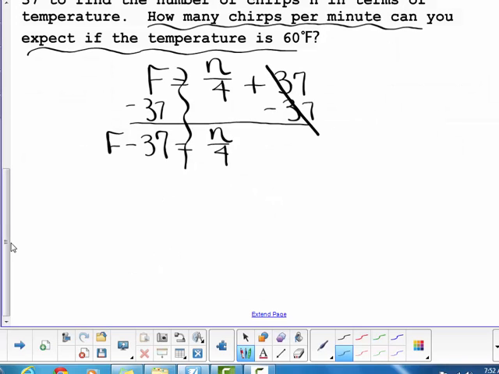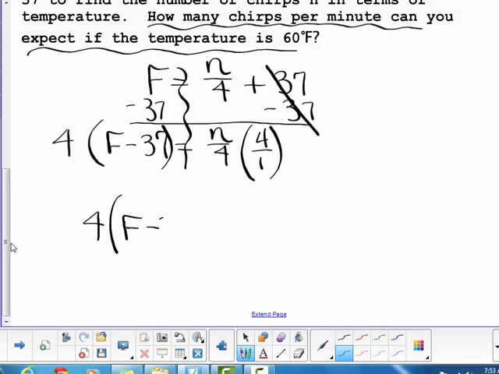What's the undo of divide? The opposite of N divided by 4 is to multiply by 4. So I'm going to multiply this side by 4 over 1, and I'm going to multiply this side by 4. When I do that, I have 4 times the quantity F minus 37 equals N. Now remember, I'm trying to solve for N. I want to know how many chirps I can expect, how many N, when the temperature is 60 degrees.